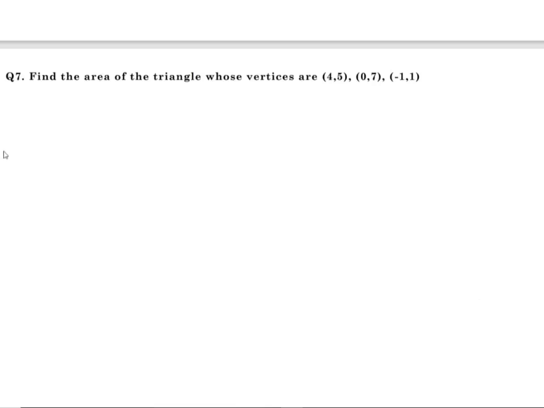Moving to question number 7, find the area of the triangle whose vertices are (4, 5), (0, 7) and (-1, 7). Students, I'll write down the points first: 4, 5, then 0, 7, then minus 1, 7. I'll take this as x1, y1, this as x2, y2, and this as x3, y3. And the 3 points are given to find out the area of the triangle.